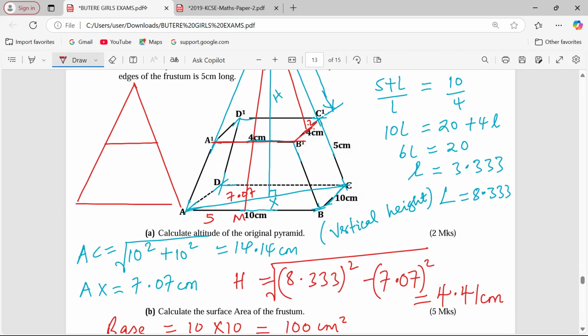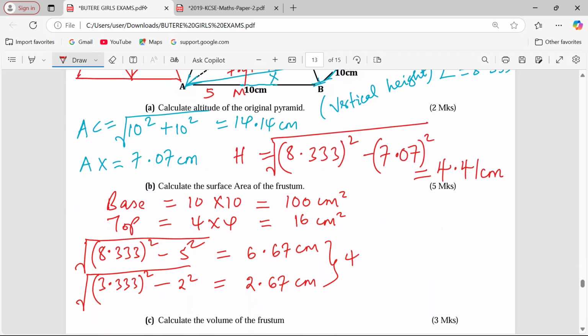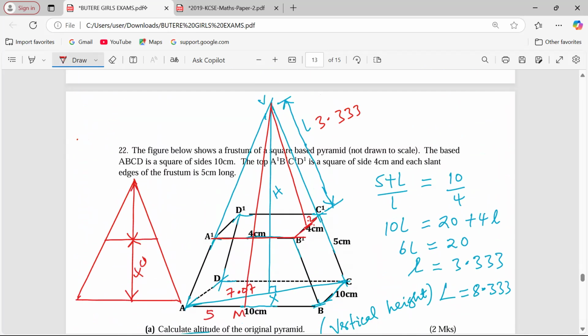So we have the total height over here. We have the total height, and we also have the smaller height. We have the bigger height. So we can calculate the area of the bigger triangle minus the area of the smaller triangle. Or we subtract the two heights. When we subtract these two, we shall get 4 centimeters. And 4 centimeters will be the height between two parallel lines, this one and this one.